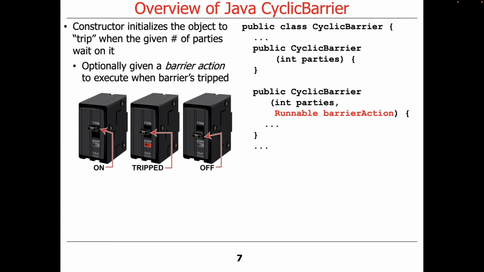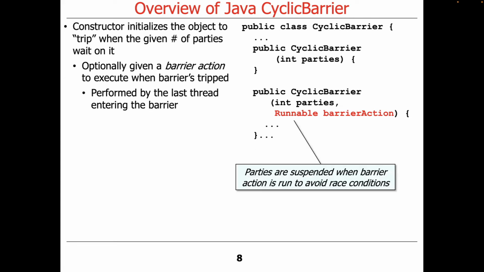There's also this optional barrier action that can be provided and executed, if it's provided, when the barrier is tripped. Now, this is the thing to remember. This is pretty cool, actually. When the barrier action is run, then all the parties, all the threads, are suspended until the barrier action finishes its processing. And the reason for that is to avoid race conditions.